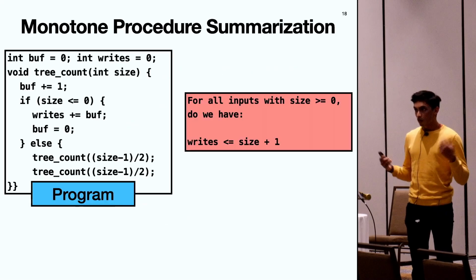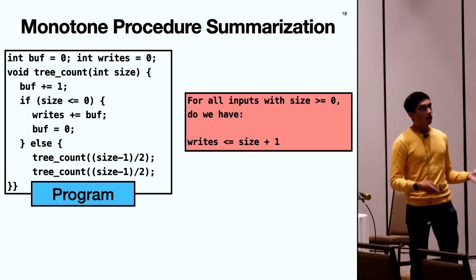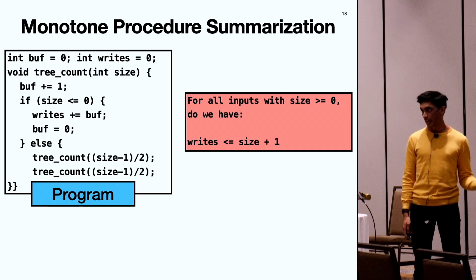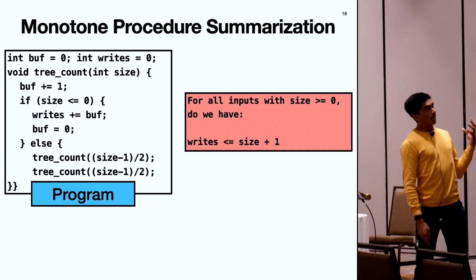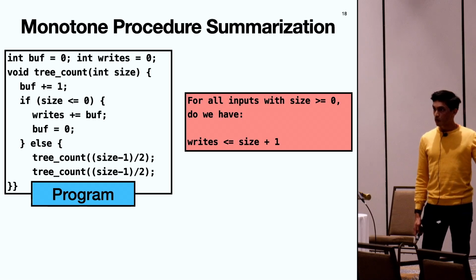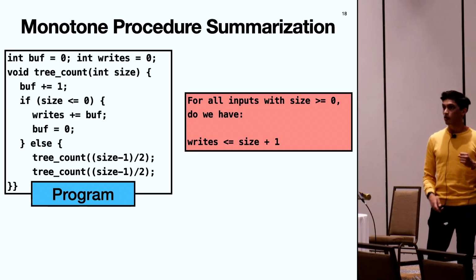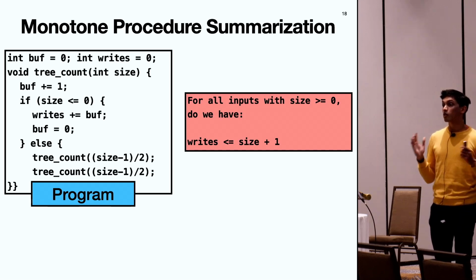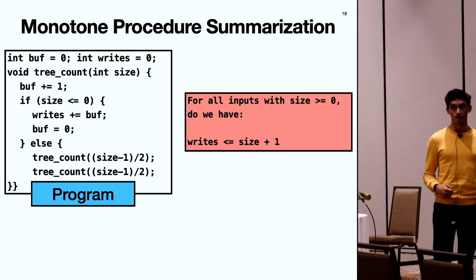For the rest of the talk, I'm going to show you my monotone procedure summarization technique working on this verification task. This verification task involves an integer model of a program which accesses memory. And I'm trying to bound the number of times that it accesses memory.